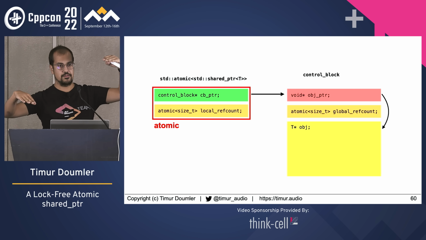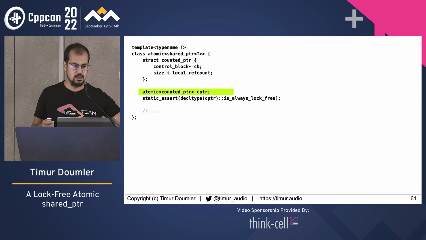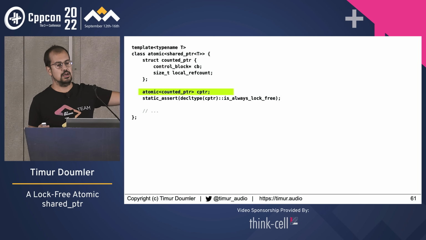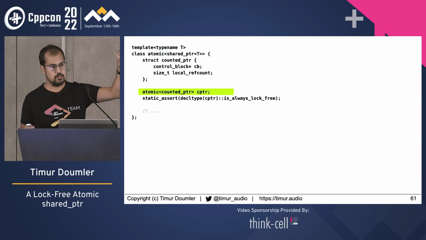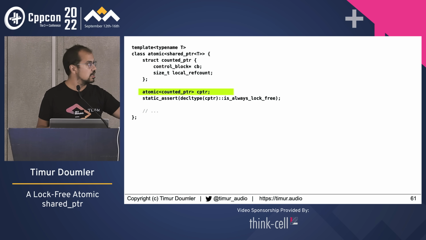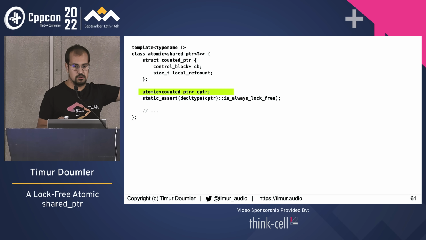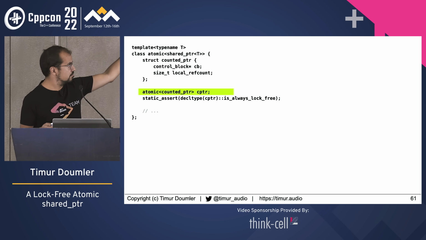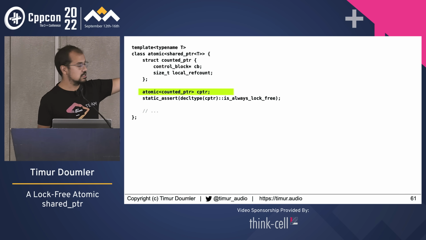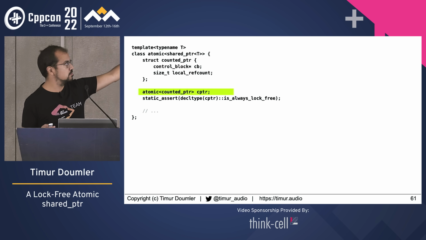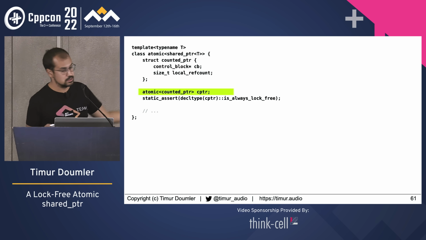So just a very, very quick summary of this idea. We have our atomic shared pointer, and what we're going to do now is have this counted pointer structure in there, which is the control block pointer and the local ref count, right? And then we have an atomic data member instance of the struct. Because it's atomic, by modifying this atomic we can change both of those things simultaneously. And we need to check that it's always lock-free.